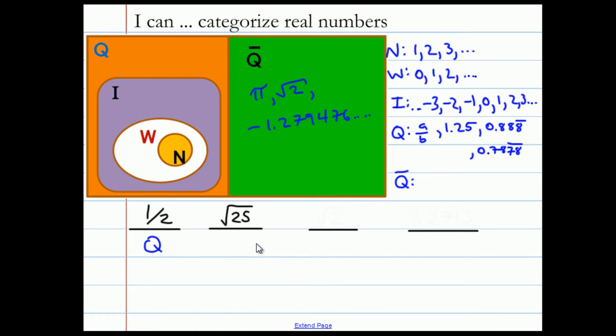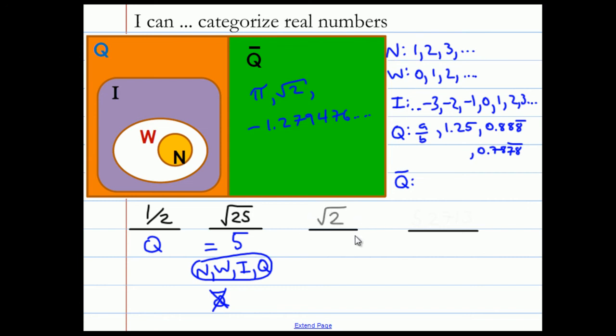Another example, square root of 25. The square root of 25 you can simplify is just 5. So what number times itself is 25? It's 5. So 5 is, well, 5 is natural. 5 is also whole. It would be in there. 5 is also an integer. And 5 is rational. So 5 you could say is natural, whole, an integer, or a rational number. You couldn't say it was irrational though. That would be incorrect. So any one of these would be correct.